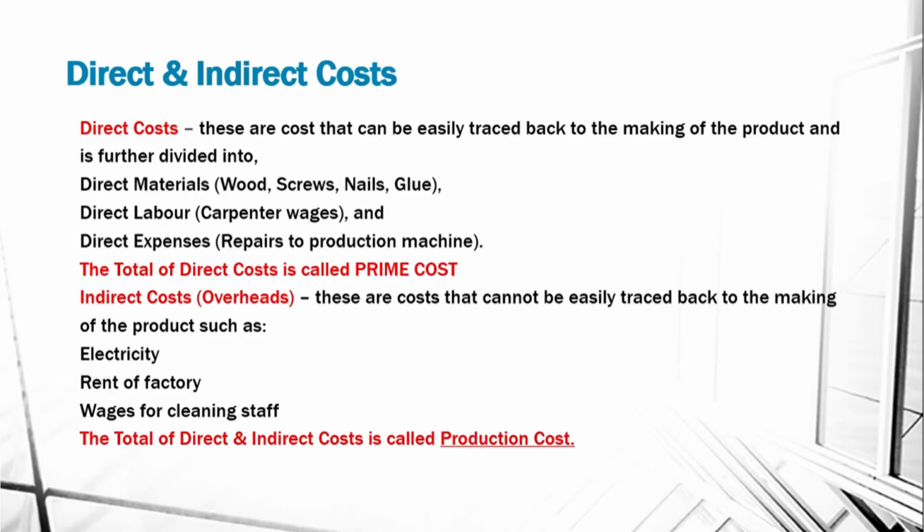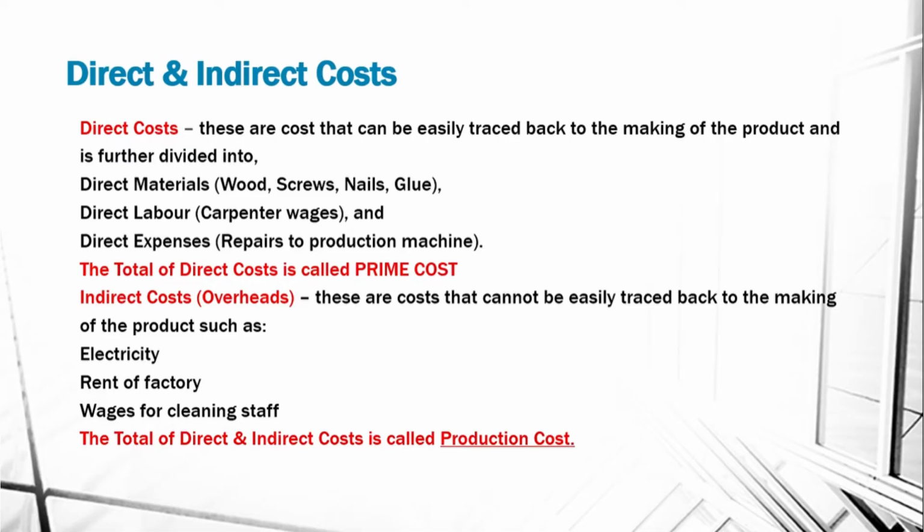Now we have indirect costs, or sometimes they are called overheads. This is really the opposite of direct costs. These are the costs that you cannot so easily trace back to the making of the product, right? So for example, electricity or lighting of the factory, the rent of the factory, wages of cleaning staff. Looking at a product, you can't know that. You understand? So looking at the table that we have just made, you can't know what our electricity bill is like or what the rent is for the space that we use. You're not going to know that by looking at the table that we just made, right? So those are what we call overheads or indirect costs, right?